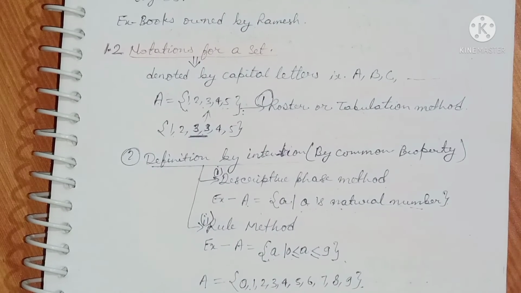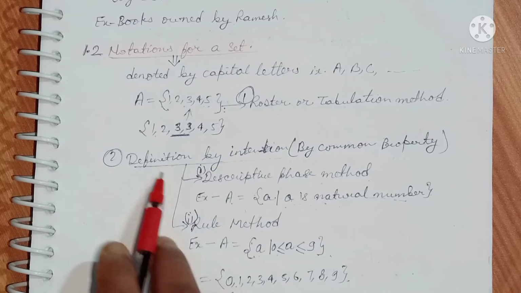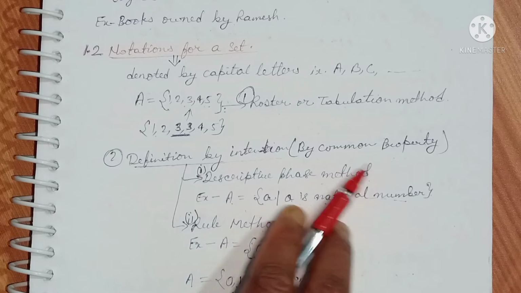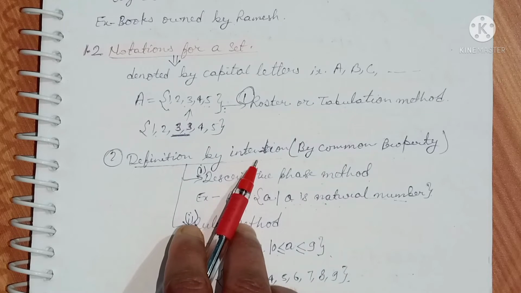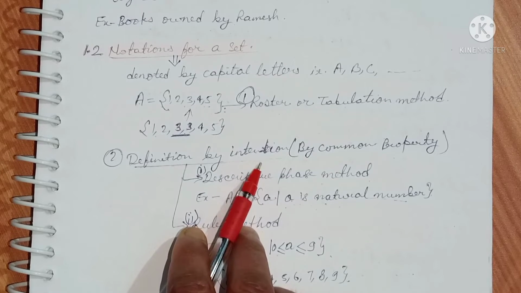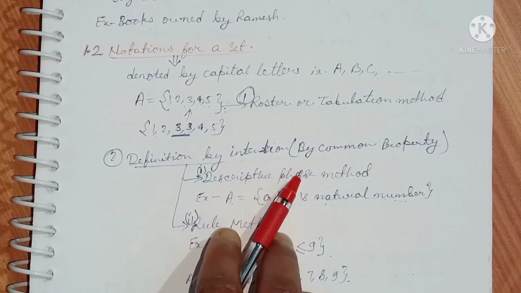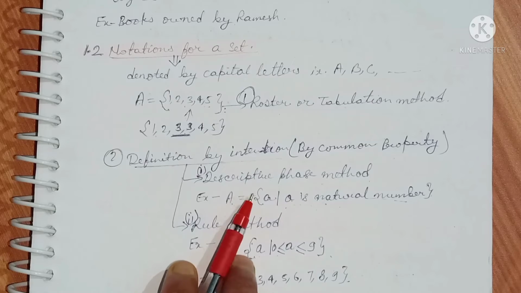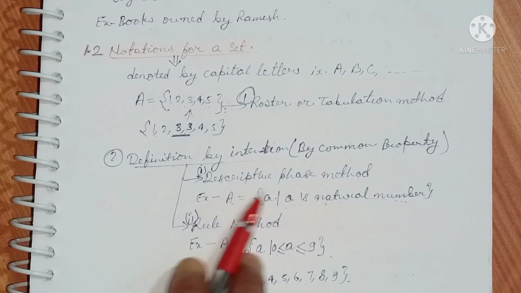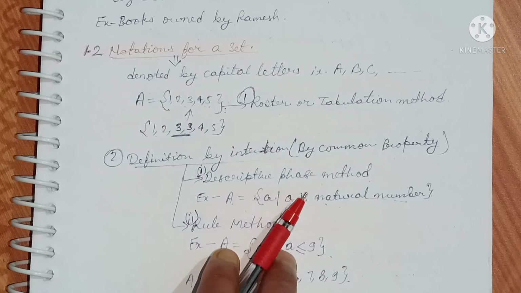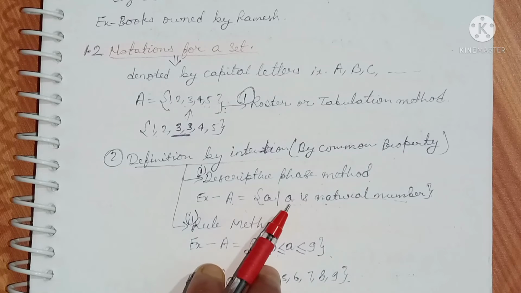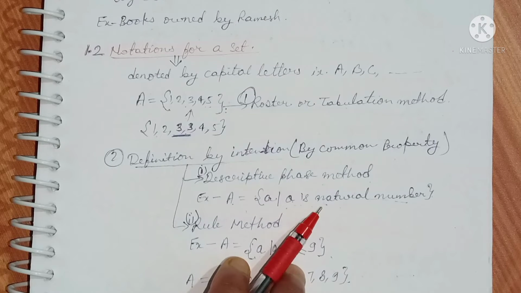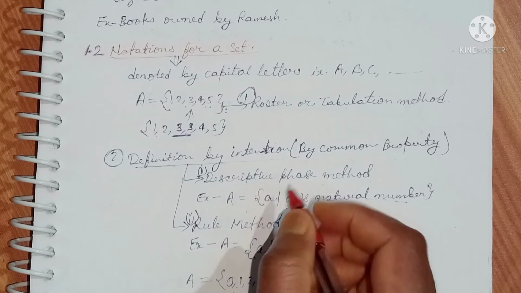Then the second method is definition by intention, that is, by common property. This method uses a common property to represent a set. Inside this definition by intention, we use two forms. The first form is the description phrase method. In this method we describe the property by using a phrase.